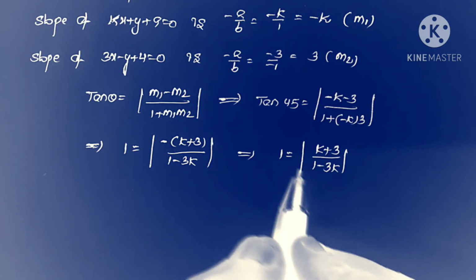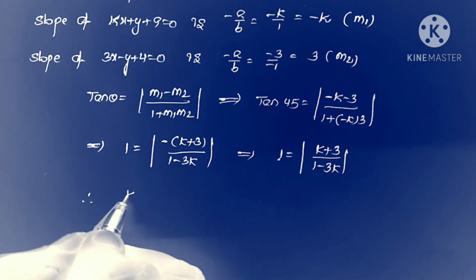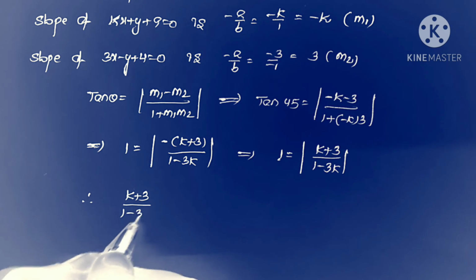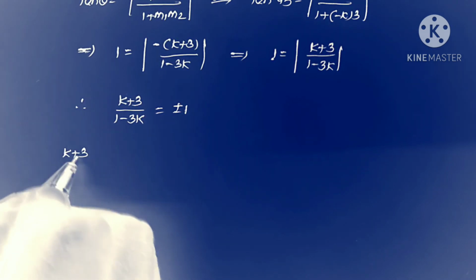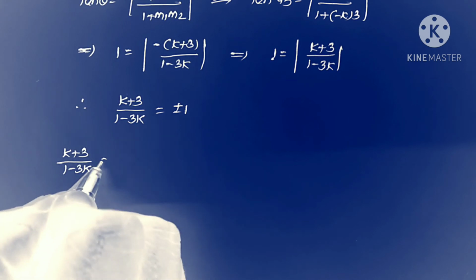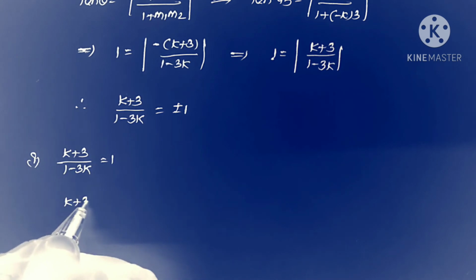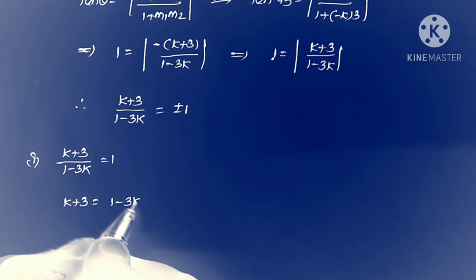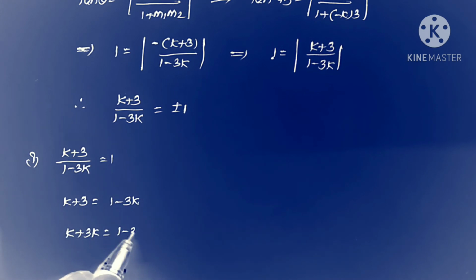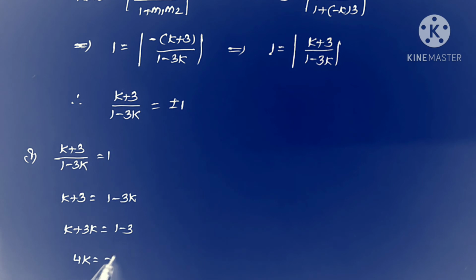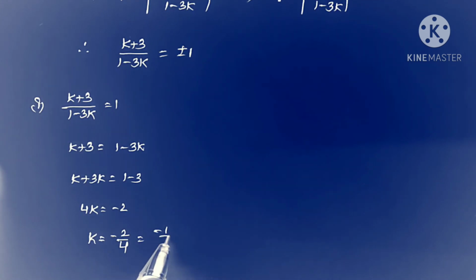Now here we remove the modulus and take plus or minus 1 at this place, that is therefore (k plus 3) by (1 minus 3k) is equal to plus or minus 1. In the first case we take that this value is equal to plus 1. K plus 3 by 1 minus 3k is equal to 1. This is the first case. Now taking the cross product, k plus 3 is equal to 1 minus 3k, that is k plus 3k is equal to 1 minus 3. 4k is equal to minus 2. The value of k is equal to minus 2 by 4, that is minus 1 by 2.